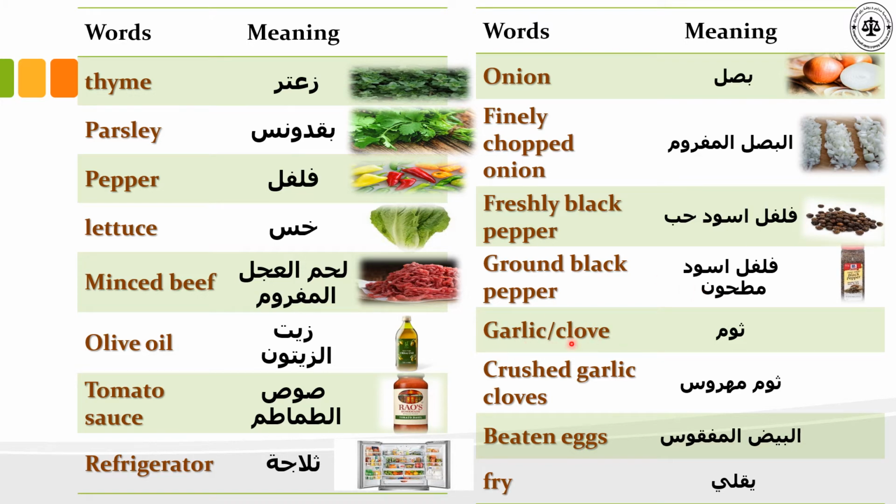Garlic or clove ثوم. Crushed garlic cloves اللي هو الثوم المهروس. Beaten eggs البيض المخفوق. Fry, this is a verb بمعنى يقلي.